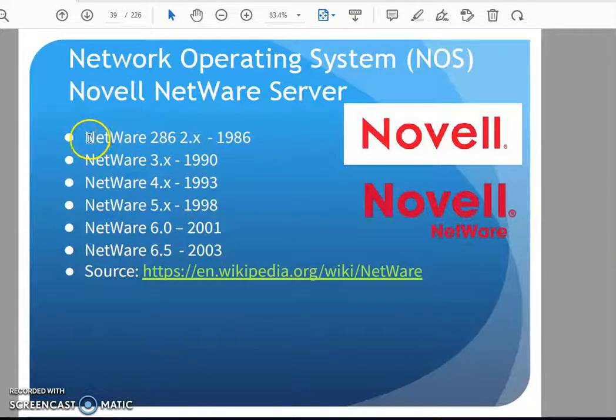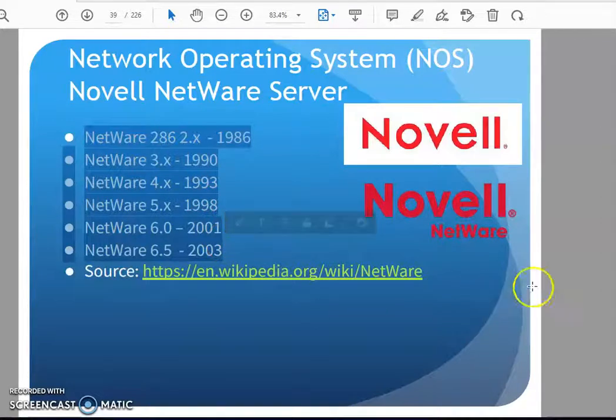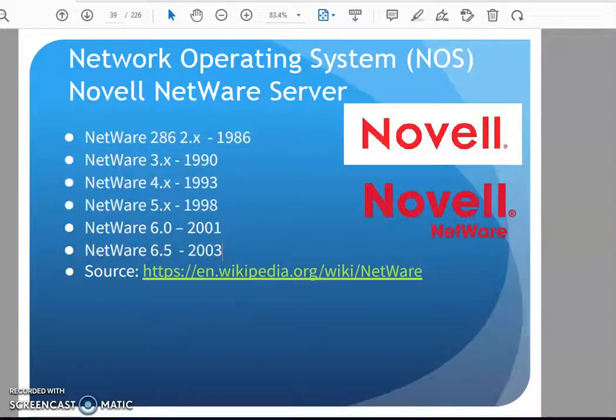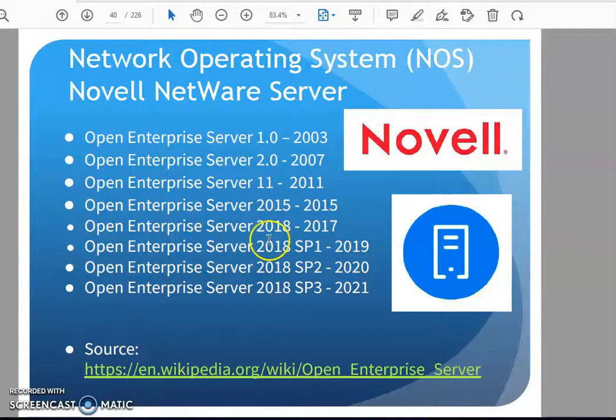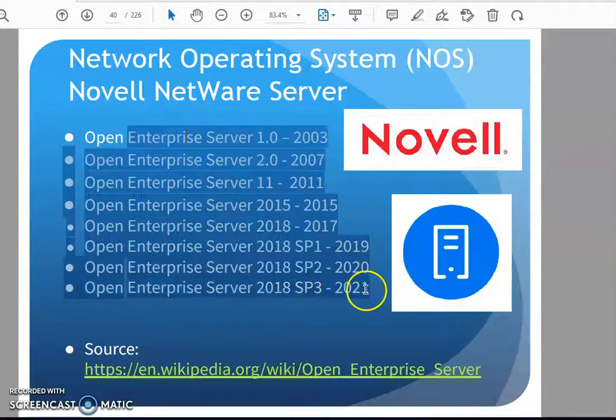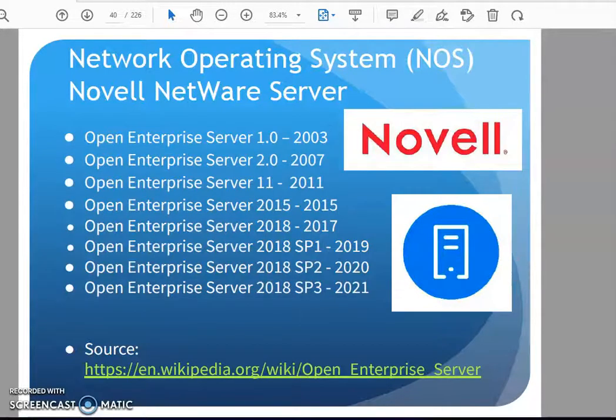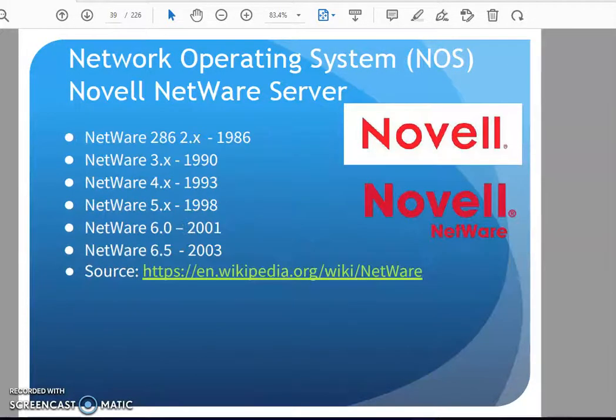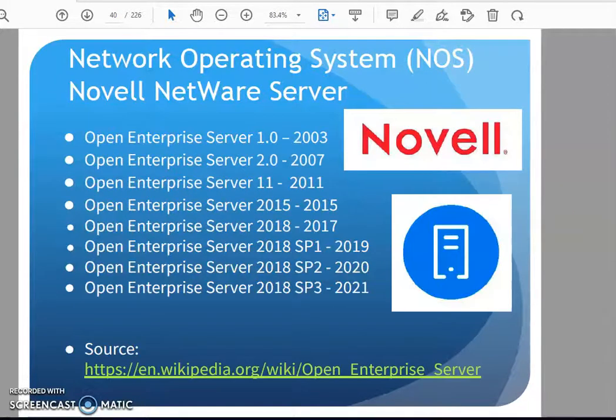But Novell, here is the NetWare server that they had. They bought a Linux core, if you will, and turned it into Open Enterprise Server, and they've continued support of that over the years. But again, their market share is a lot smaller than Windows or Linux. But just keep them in the back of your mind that they were one of the early players in server OS, and they're still out there, but they now have a Linux core, if you will.